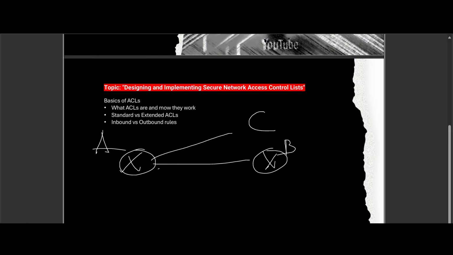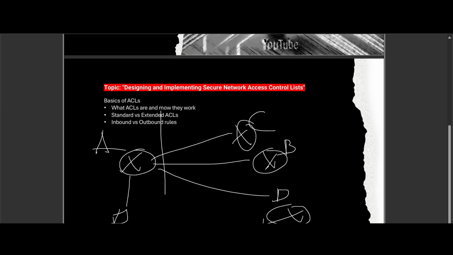Let's say we have network A, and that network A is connected with network B, network C, and network D. How can we use our ACL to implement a security mechanism for network A? Let's say network A is where certain servers are connected, and those servers might be critical. You only want to choose which part of the network or which user can access these specific critical servers.